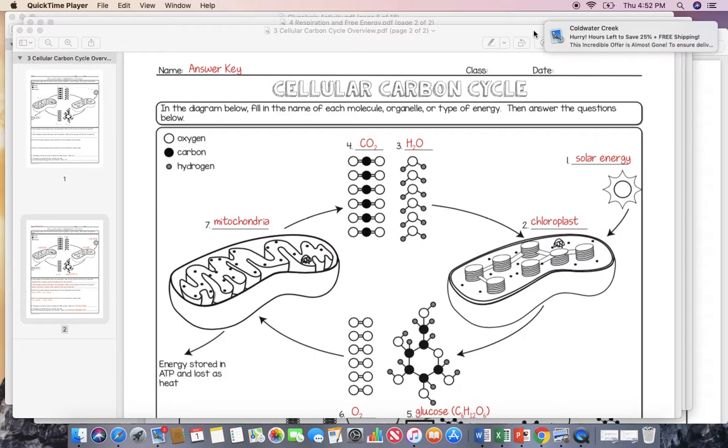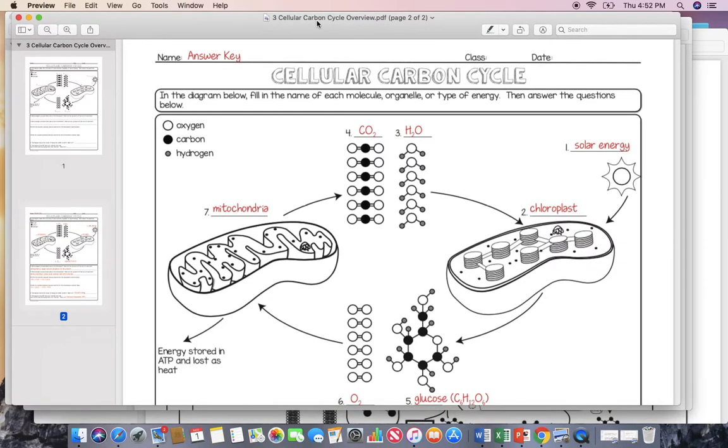Carbon cycle. Got some emails there. Carbon cycle, here we go. So carbon cycle, the cellular carbon cycle. In the diagram below, fill in the name of each molecule, organelle, or type of energy. Then answer the questions below.